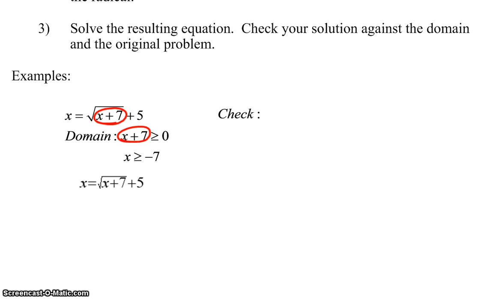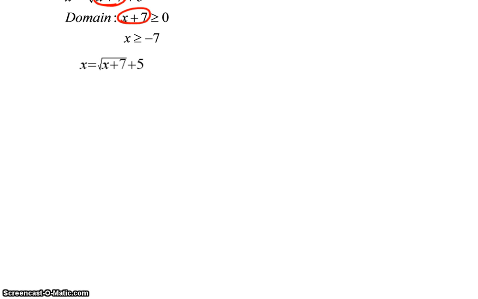When you're solving these, the first thing you want to do is get the radical on a side by itself. So the first thing I had to do was subtract 5 on both sides. When I subtracted 5 on both sides, I ended up with x minus 5 equal to the square root of x plus 7. I needed to eliminate the square root, so I squared both sides.